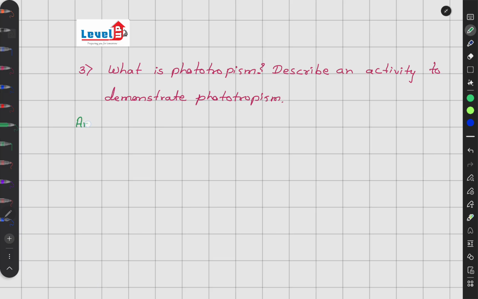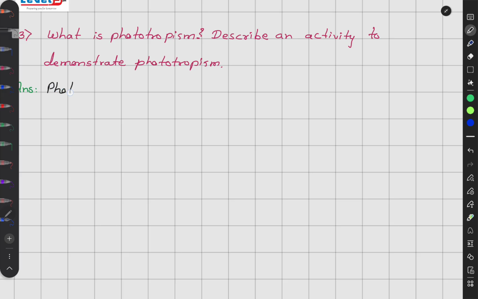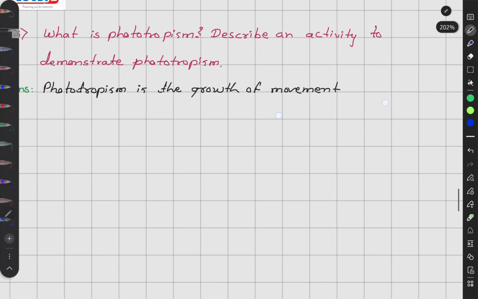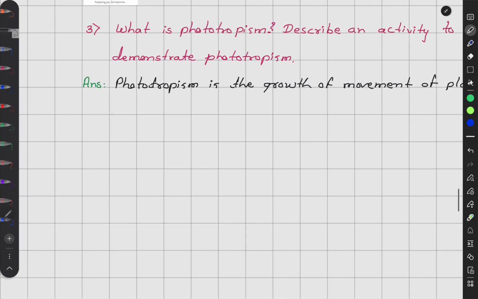The answer is: phototropism is the growth or movement of plant parts in response to light, in response to light direction.